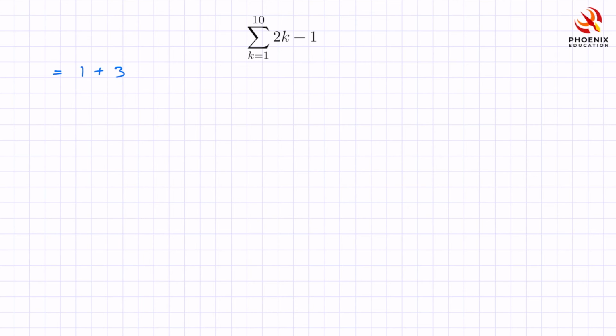Then plugging in k is equal to 3, we have 2 times 3 minus 1, which is 5, and so on until the last term. We plug in k is equal to 10, so 10 times 2 minus 1 gives us 19. And this is a basic example of how you would expand a series written in sigma notation.